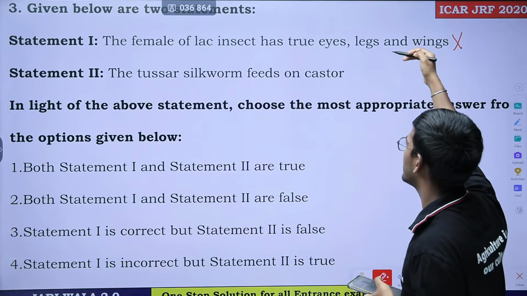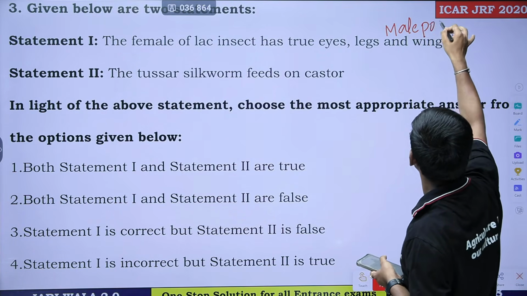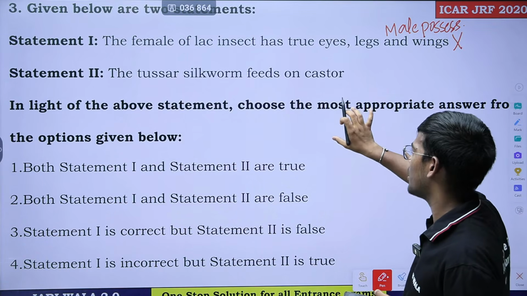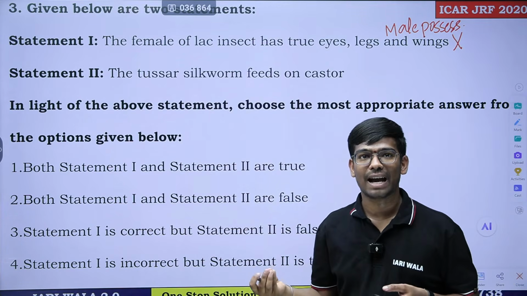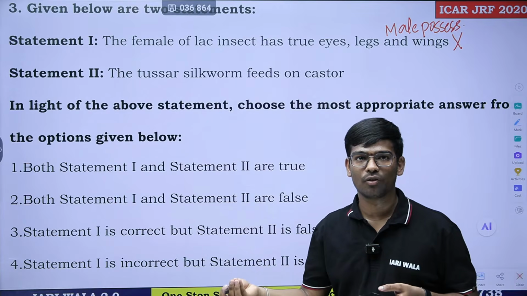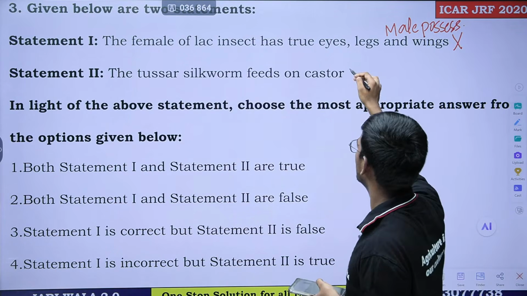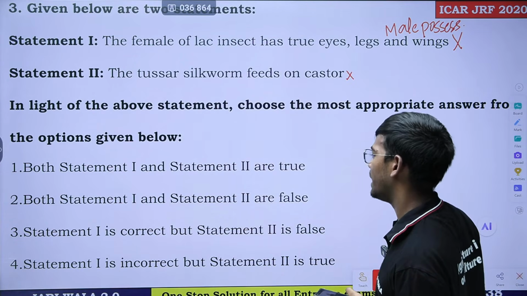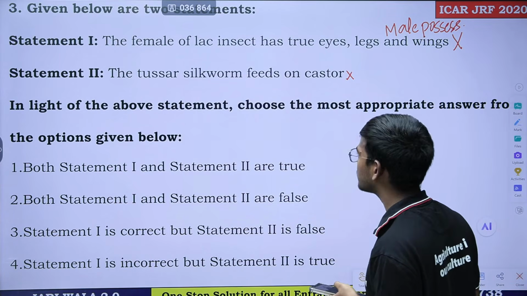Only the male possesses all these things. And the statement that the tussar silkworm feeds on the castor is wrong. The silkworm that feeds on the castor is the eri silkworm, and the tussar silkworm feeds on Terminalia arjuna and tomentosa. So this statement is also wrong. So here both statement 1 and 2 are false.